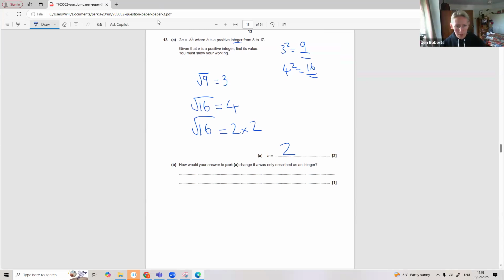How would your answer to part a change if a was described as an integer? Well, instead of a positive integer, it would not change, because if you square a negative number, you get a positive number.